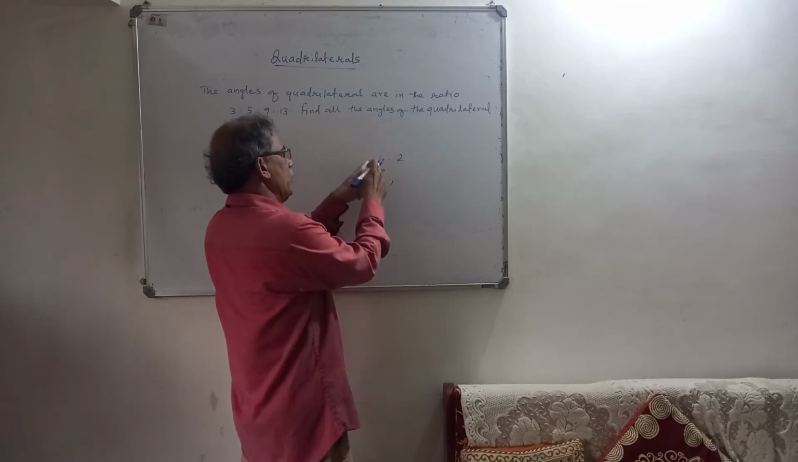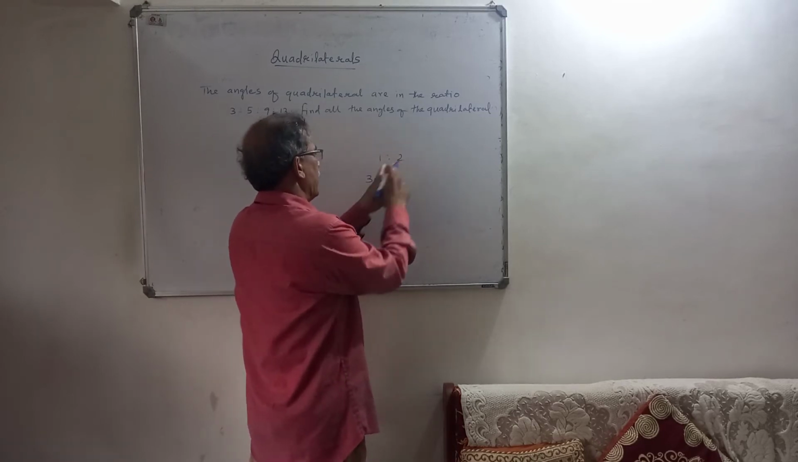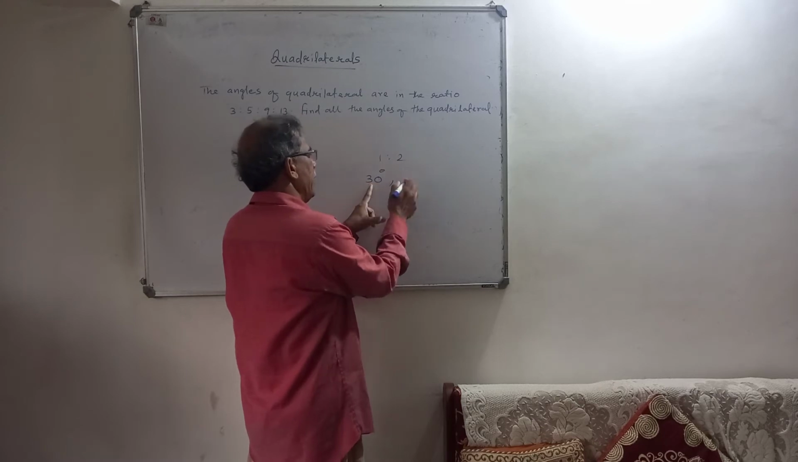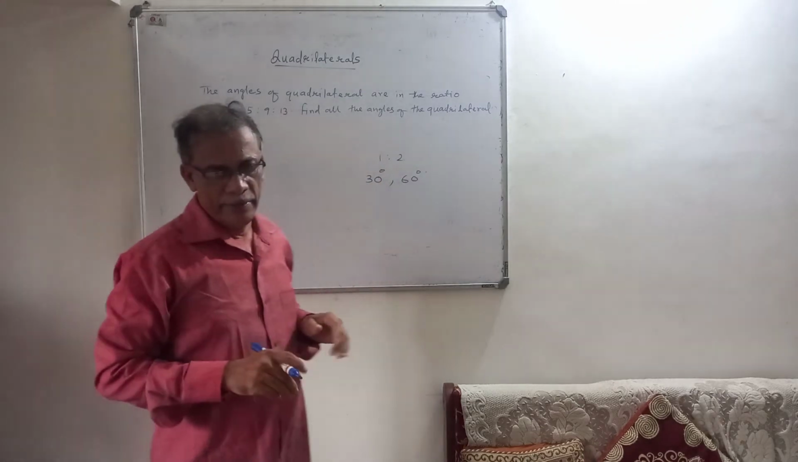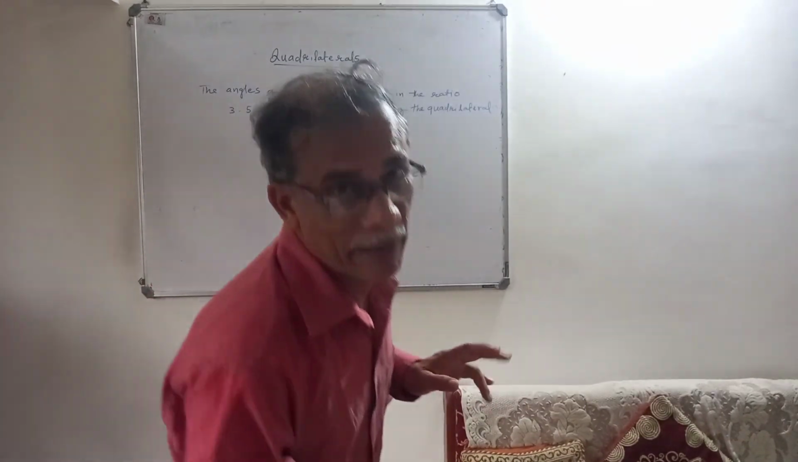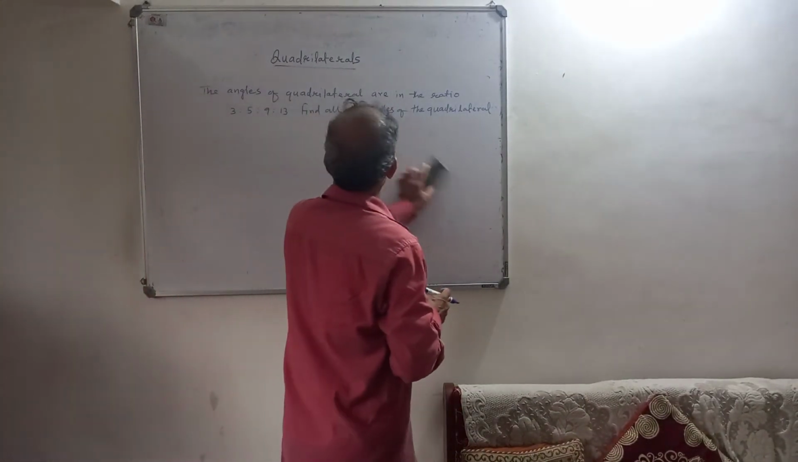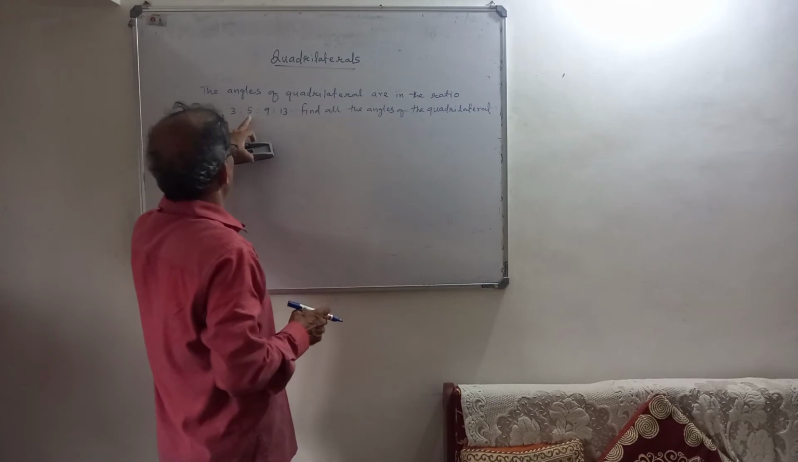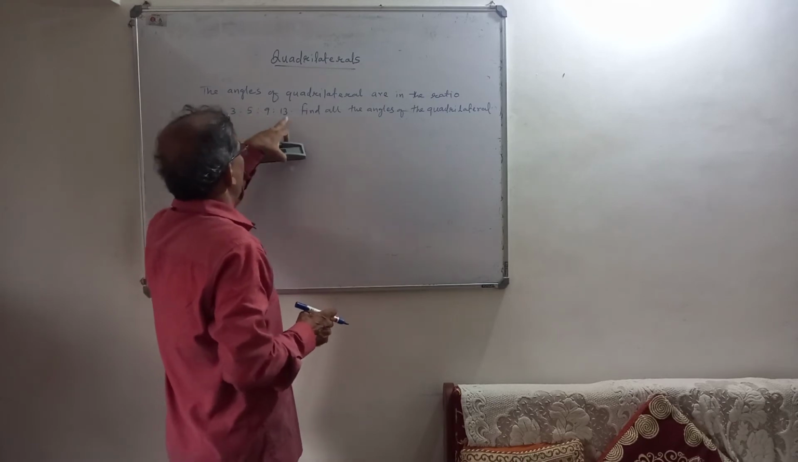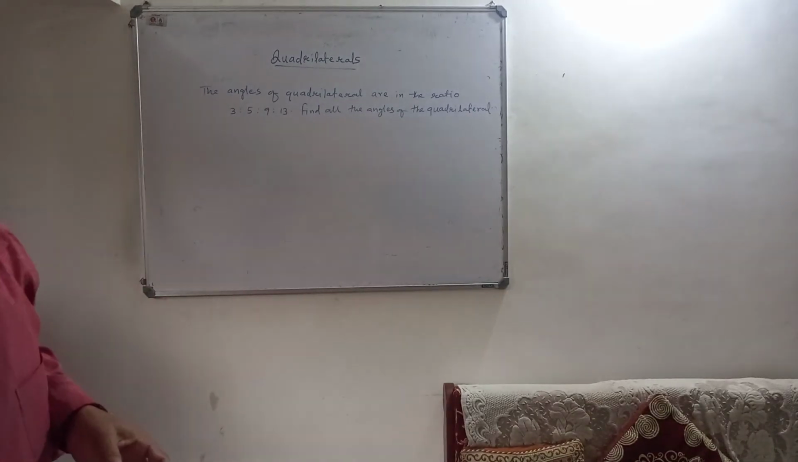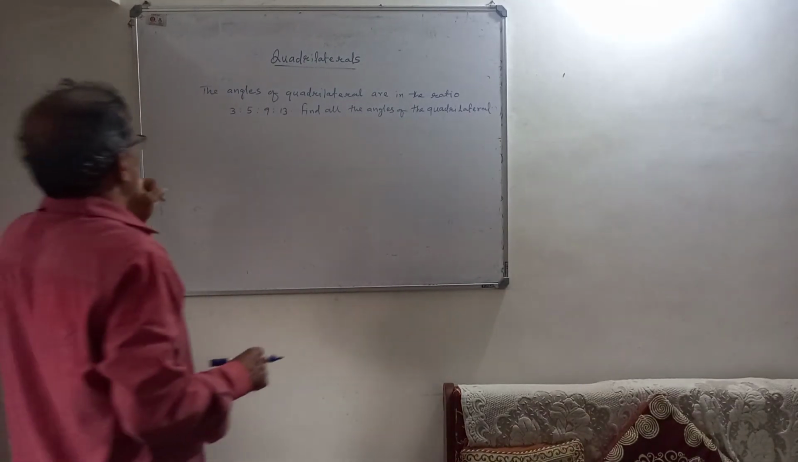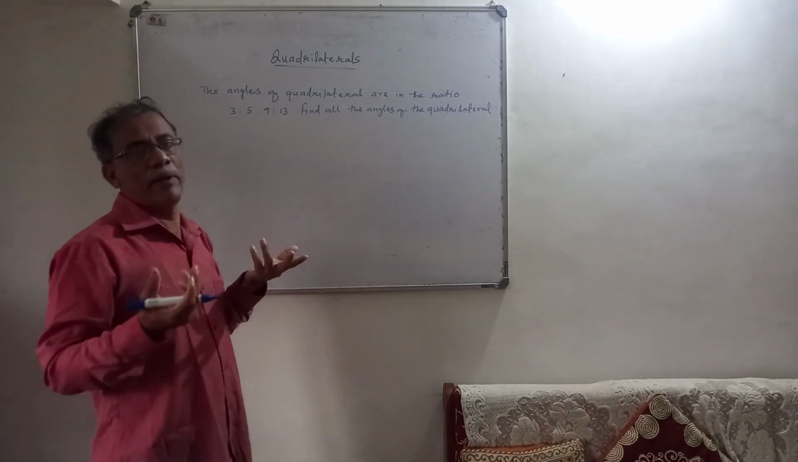1:2. So if this is one part, the second angle is 2 parts. What is 2 times 30? So the second will be 60 degrees. Now there are 4 angles, as it is a quadrilateral, and they are in this ratio. One is 3 parts, second 5 parts, third 9 parts, and the fourth is 13 parts.